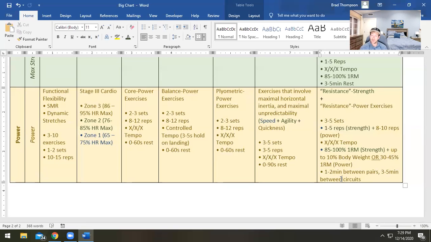Then our rest period. If you are doing just straight supersets, it's 1 to 2 minutes between pairs. Or a lot of times people will do this as a big complicated circuit. This is actually my favorite method, and that is where you do 3 to 5 minutes between leg circuits. So you do strength, power, strength, power, strength, power. Take a big long rest, reset the whole thing.